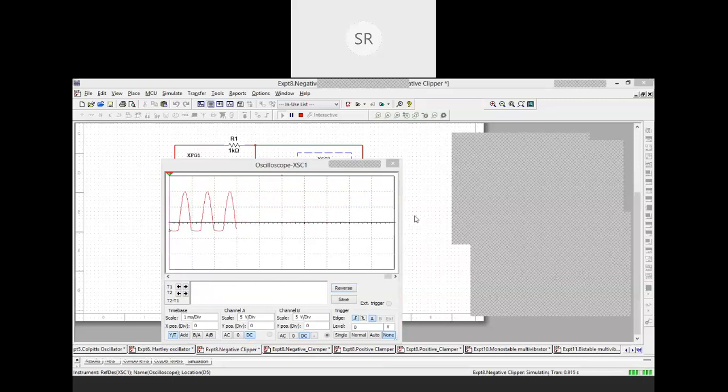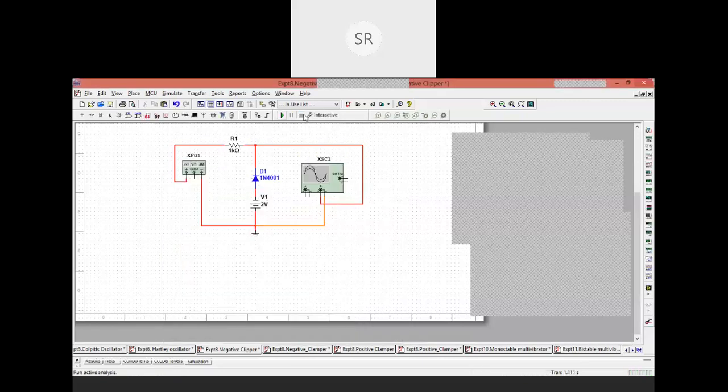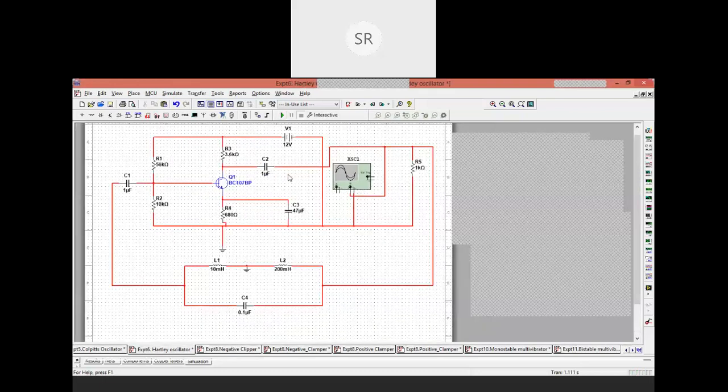So, Bhakya Lakshmi, you want the fourth question circuit. So, please show the fourth question circuit. Which one is the fourth one? What is the frequency of oscillation of the Hartley oscillator? This one. You can have the value of L1, L2, and you can have the value of C4 also. Right?